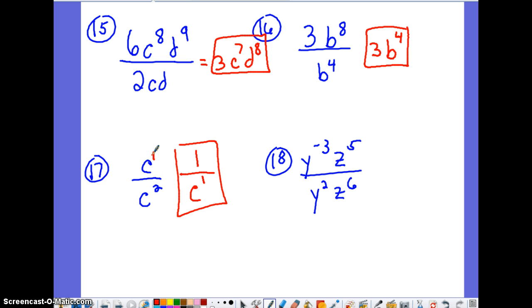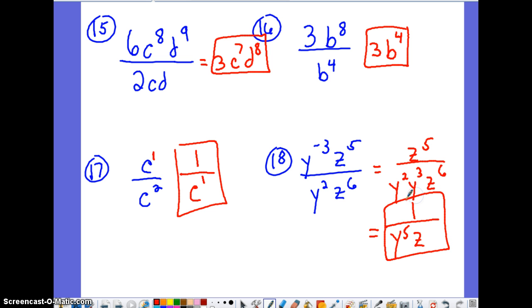Careful there. Number 18, the first thing I notice is that there is a negative exponent here, so I'm going to rewrite this. This z to the fifth is going to stay on the top. The y to the second is going to stay on the bottom. This y to the negative 3, though, is also going to be now on the bottom, and then I have a z to the sixth. So I have 2 variables there, y's and z's. Well, on the bottom I have my y's. I have a total of 5. 2 plus 3 is going to give me y to the fifth on the bottom. On the top, I have 5 z's. On the bottom, I have 6 z's. So there's more on the bottom, so that's z to the first on the bottom. I have to put a 1 on the top. So it's 1 over y to the fifth z.